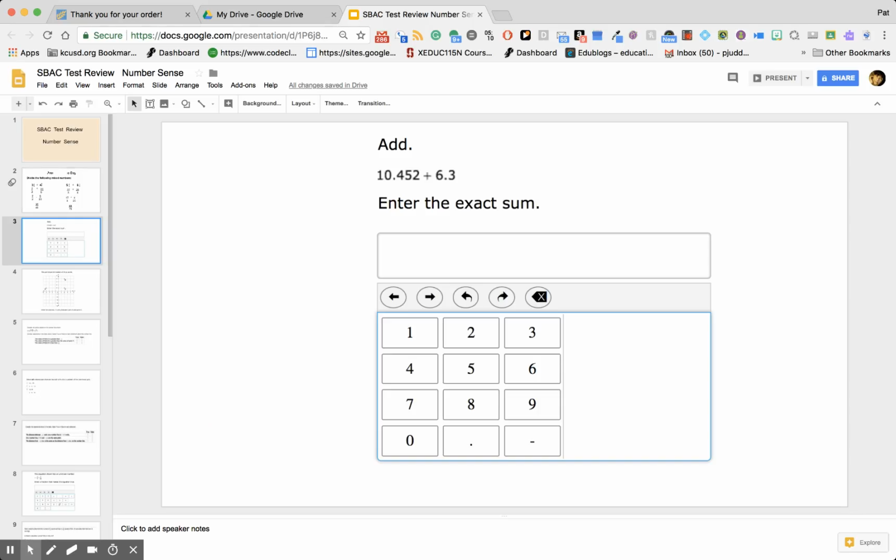Okay, so now you have an addition problem, and you are adding 10 and 452 thousandths and 6 3/10. So pause the video here for 2 minutes, actually 1 minute and 30 seconds, and line up your decimal points and add.